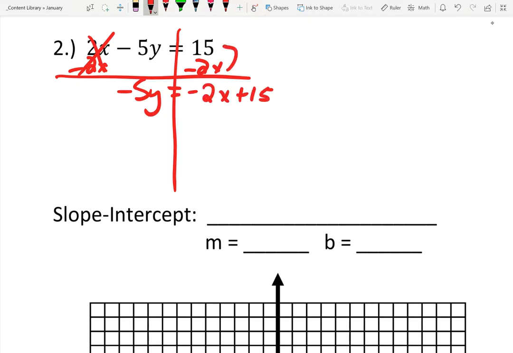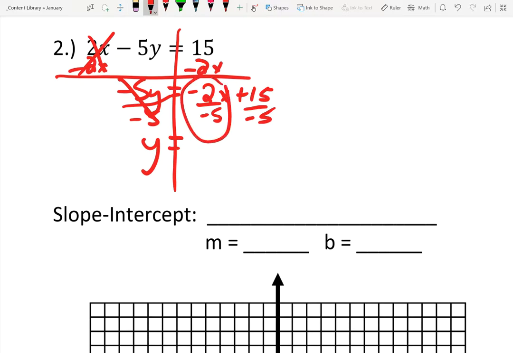Again, I just keep these 2 terms separated. The negative is with the 2x, the positive is with the 15. So now, step 2, divide by this negative 5. So everything gets divided by negative 5, and on the left side, we just have y. Now, the right side, we have these 2 fractions we got to simplify. Now, you'll notice the 2 fifths here. Now, just like the last problem, we're not going to simplify that.